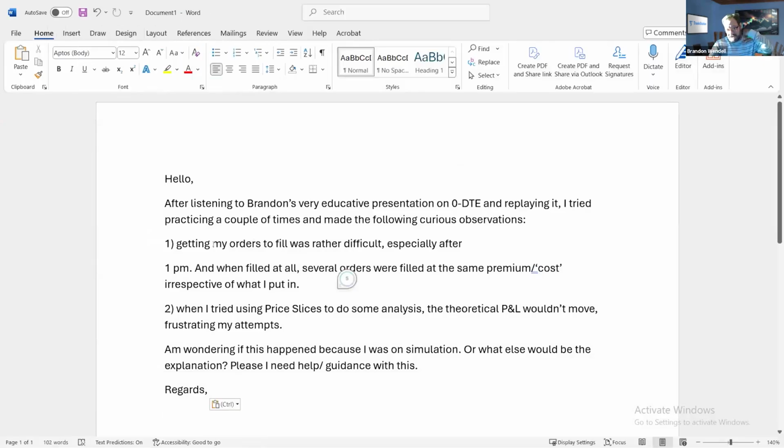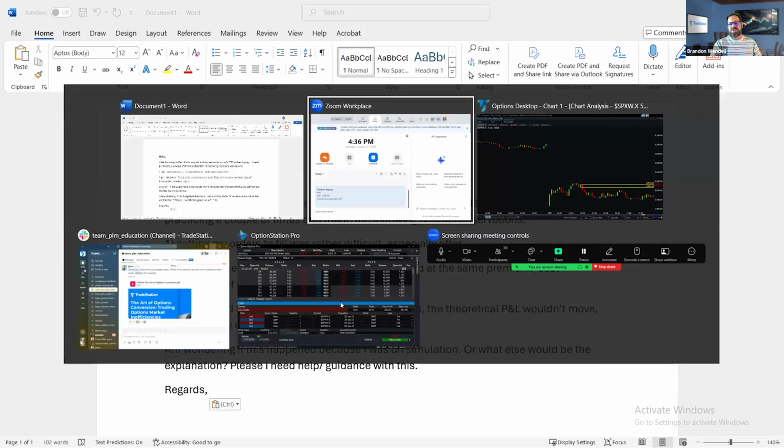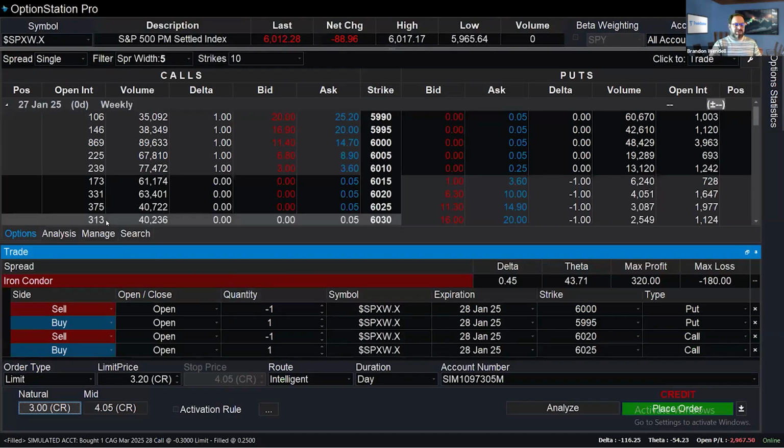So yes, getting it filled late, again, depending on what price you put in, you may not get filled. If you're just trying to do it in a simulated mode, you could try market, or if you do the natural price, you'll get filled much faster. Sometimes doing the price slice in the theoretical P&L didn't move. I'm not sure about that because in simulated mode, I have not had a problem. I've heard people say they have.